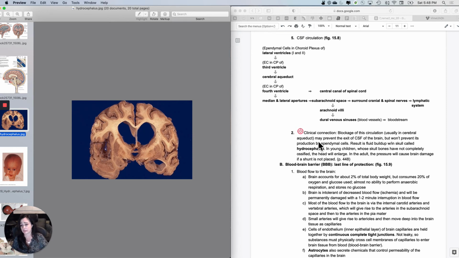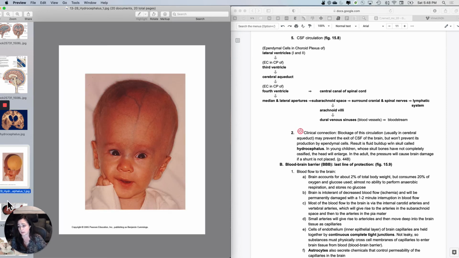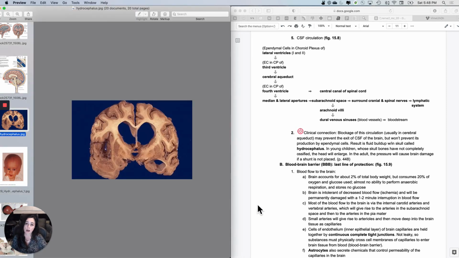That level of severe hydrocephalus, either of these three pictures, is going to cause permanent neurodevelopment problems. These babies are going to have a tremendous amount of neurodevelopment problems, and sometimes it's even life-threatening when it's that severe. So the fluid that's built up in the skull is called hydrocephalus, which means water on the head or water on the brain.